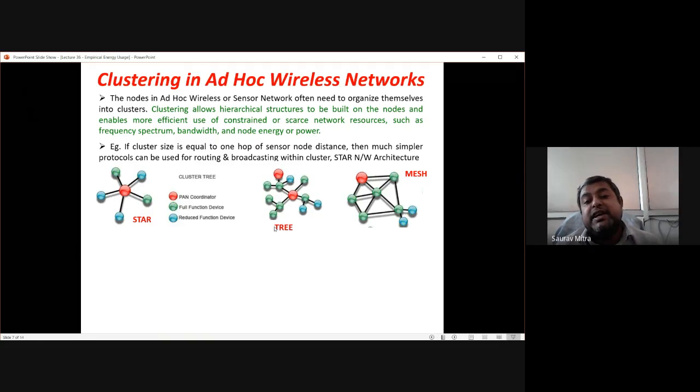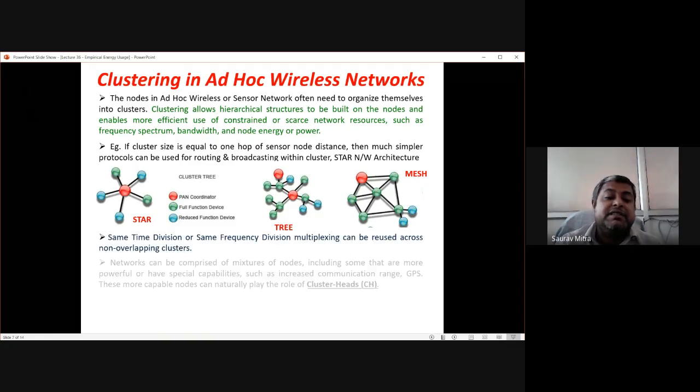Second case, you can check tree. So all the pan coordinators are forming a tree. From every cluster head or every central point, there is a pan coordinator, and a small tree comes out. And there's a mesh, where all the nodes are connected to every node. That is the most complex kind of thing, and this is a mesh topology. So these are different topologies that we find in case of clustering.